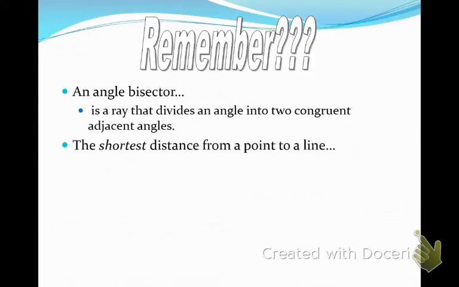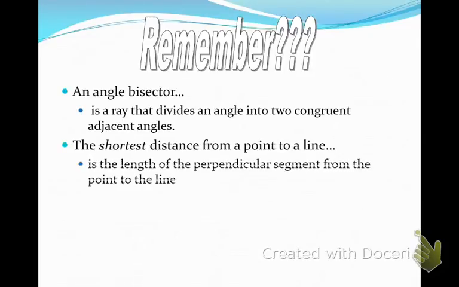The shortest distance from a point to a line is the length of the perpendicular segment from the point to the line. If I draw a line and put a point out here, the shortest distance is the perpendicular distance. Like that.